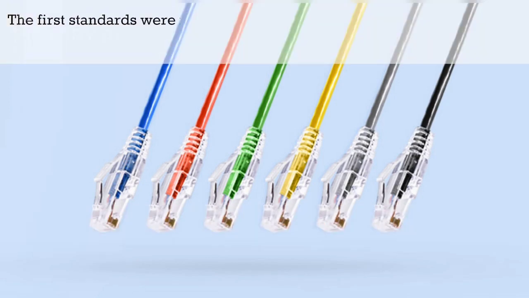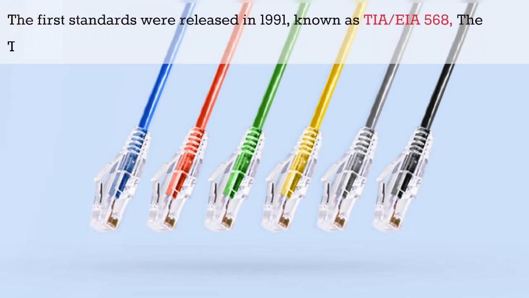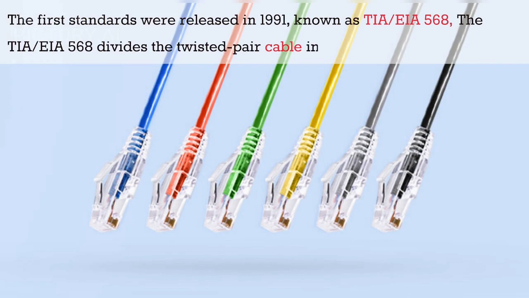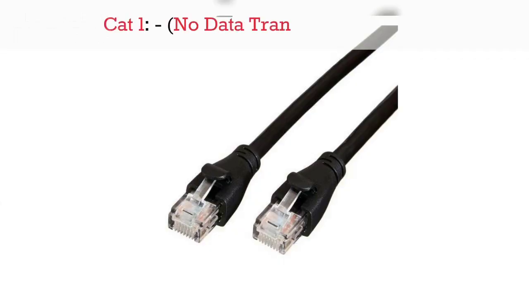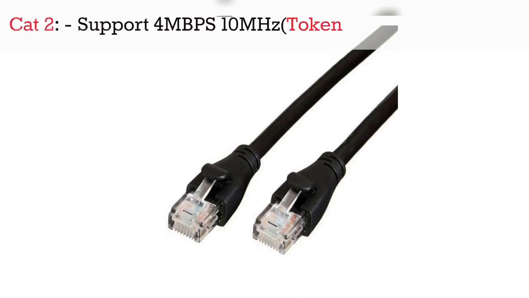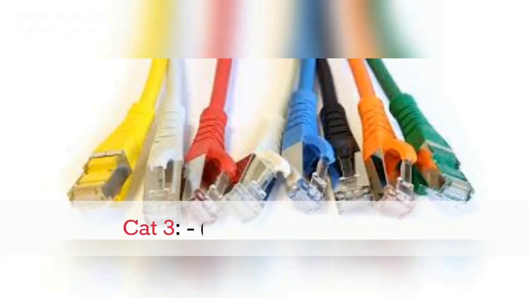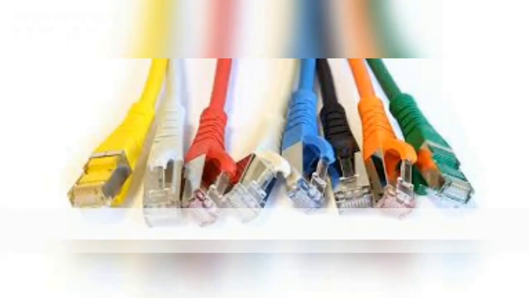The first standards were released in 1991, known as TIA/EIA 568. The TIA/EIA 568 divides the twisted pair cable into several categories. Cat 1, no data transmission. Support 1 megabit per second, 1 megahertz. Cat 2, support 4 Mbps, 10 megahertz, token ring standard. Cat 3, 10BASE-T Ethernet. Support 10 megabits per second, 16 megahertz.